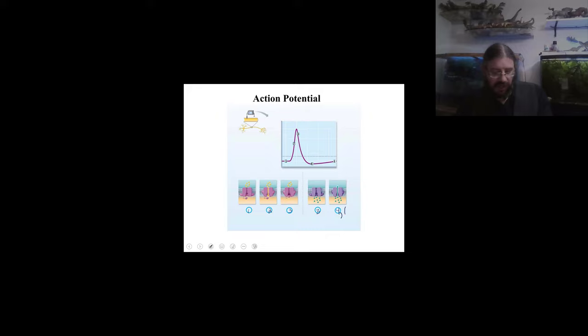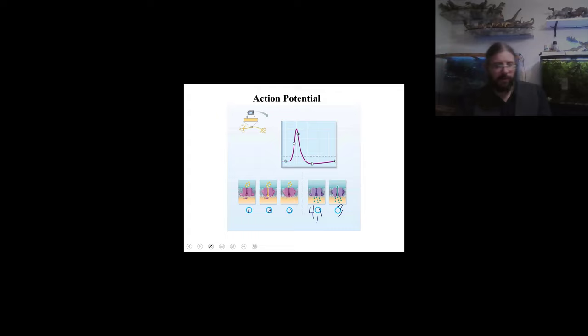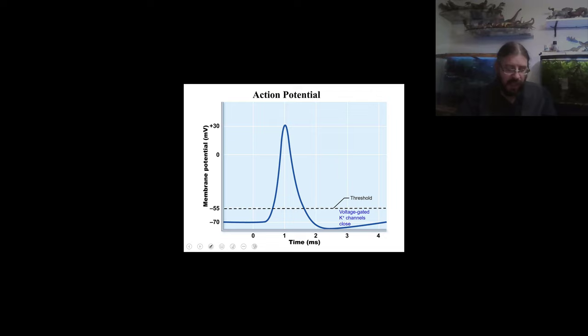So I suppose I should put comma 1. Ta-da! Oh, no, whoops. I did it the wrong way. 3. I did it the wrong way here. Wow. My brain was just wanting to do it in such a way that the numbers crawled left to right. Anyway, there we go. Ta-da! Okay, not too terrible. And then again, voltage gates. Ta-da! And then that's hyperpolarization.